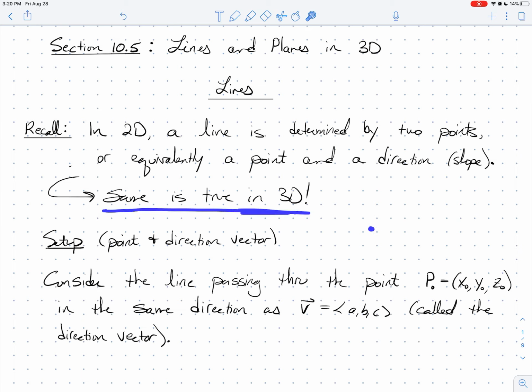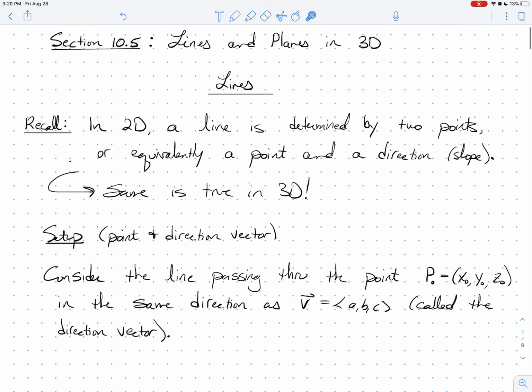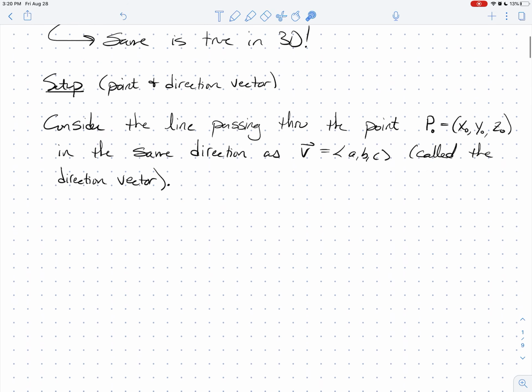If you have 2 points in 3 space, there's a unique line through those points. And if you have a point plus a direction vector, then there is a unique line through that point that's parallel to your direction vector v. So let me see if I can sketch this out with you. I'm going to come up with a formula together.